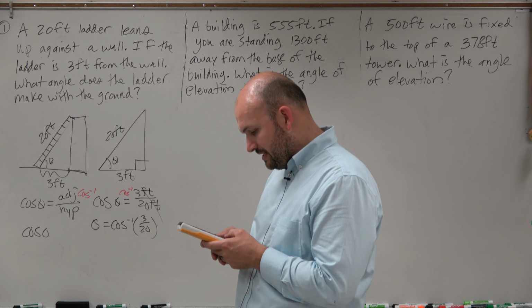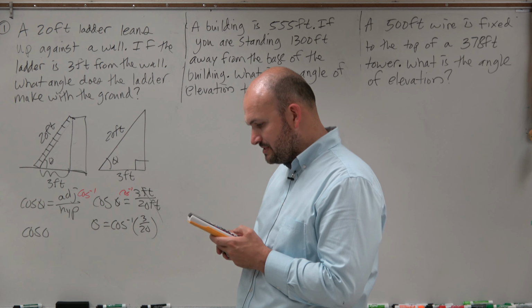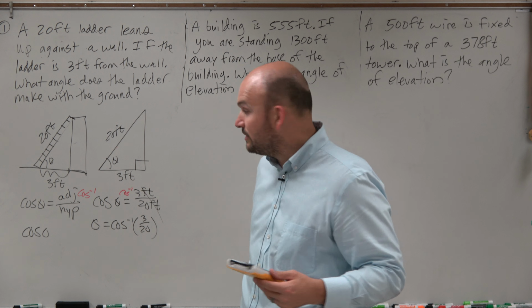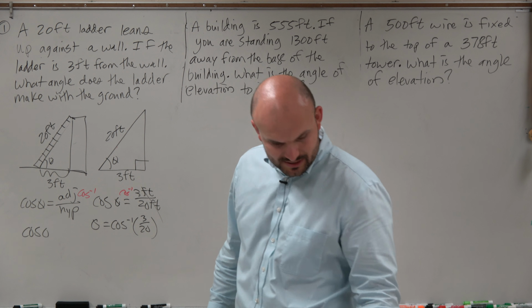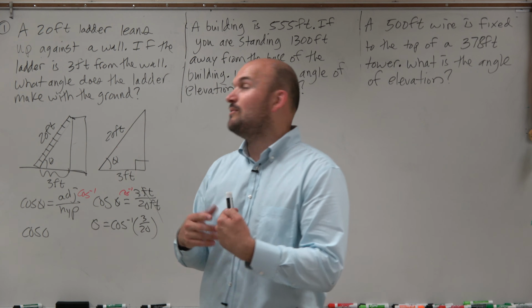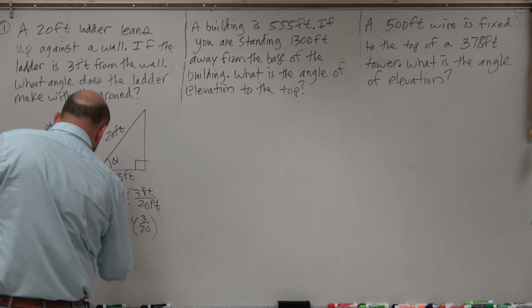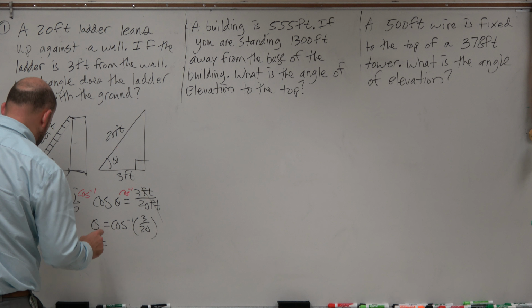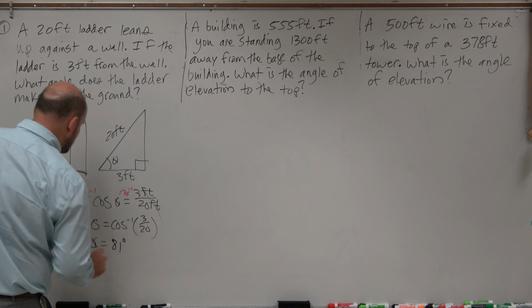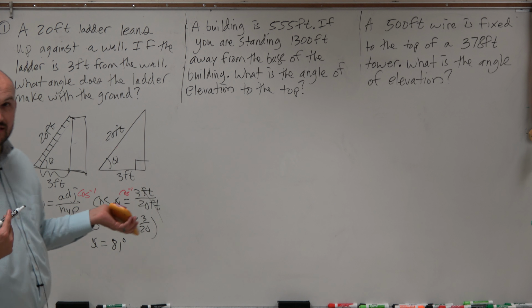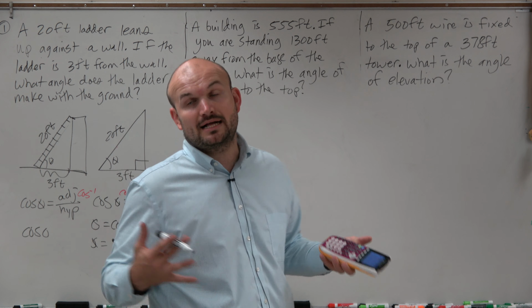And then I'll just do 3 divided by 20, and I'll close my parenthesis. And you can see I get 81.37. I didn't say how to round this, so for all these problems, I'm going to want to round to the nearest degree. So in this case, my theta is going to be 81 degrees. And then just make sure you have that degree symbol, because that's going to be representing what exactly our unit is.